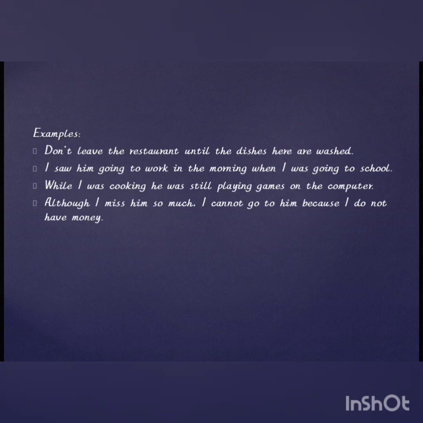Now look at the following examples. While I was cooking, he was still playing games on the computer. Although I miss him so much, I cannot go to him because I do not have money. So all these are going to be examples of a complex sentence, because here both the independent clause and the dependent clause are present. This independent clause, without any addition, is going to convey the right meaning, whereas this dependent clause still needs words to get itself completed.